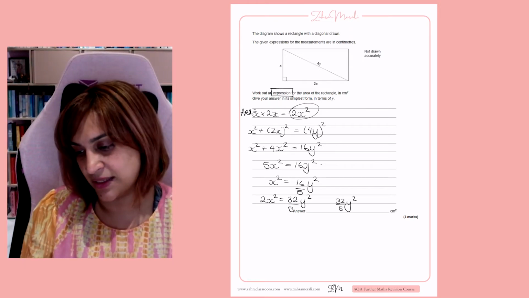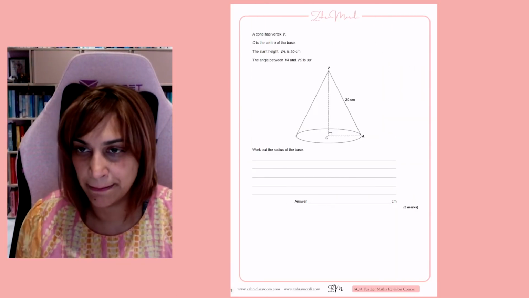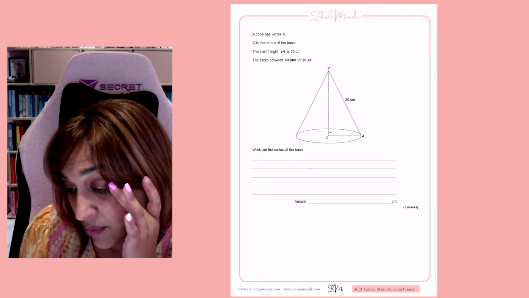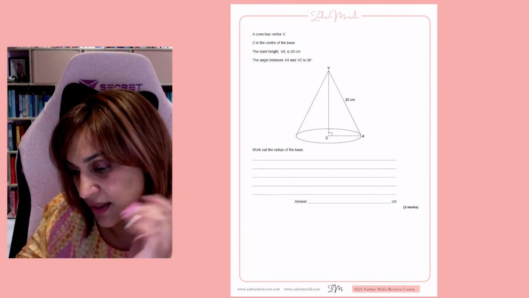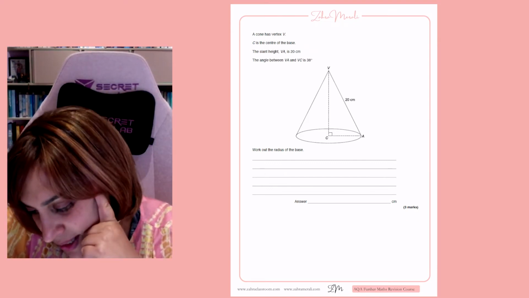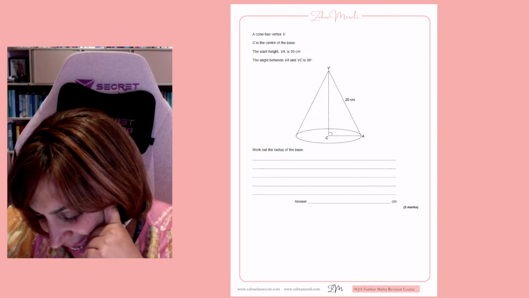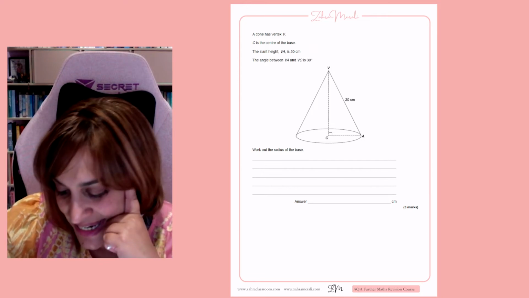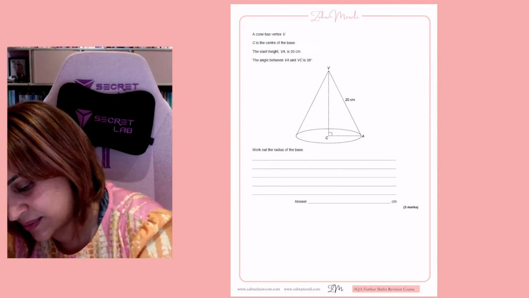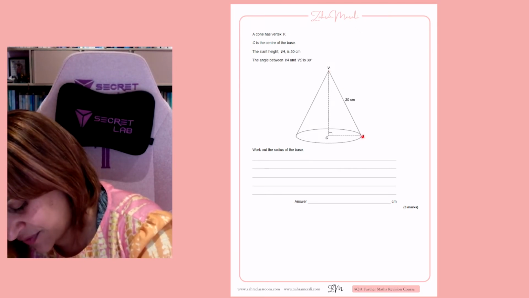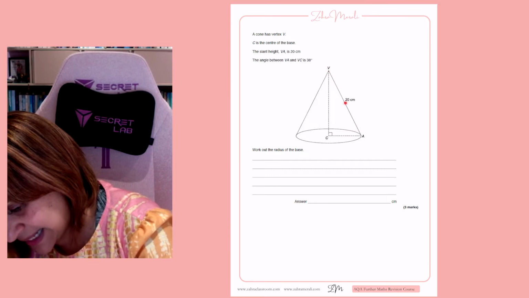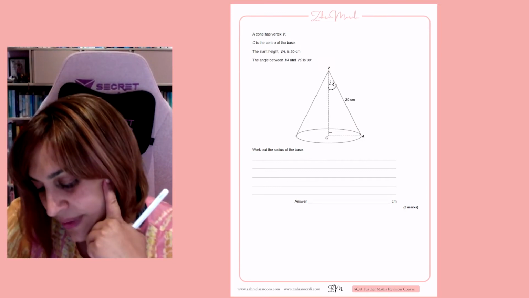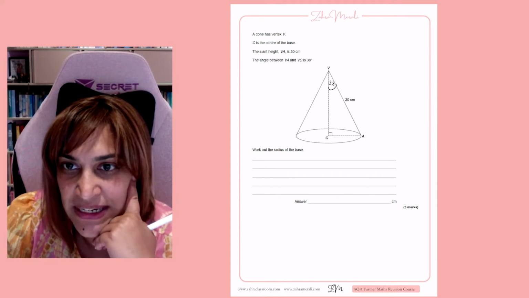Okay, next question. We've got a cone with a vertex and a centre. The slant height is 20. The angle between VA and VC is 38 degrees. So let's think about what that means. VA and VC, where do those two lines meet? At V. So this is the angle that's 38. And we want to work out the radius of the base.